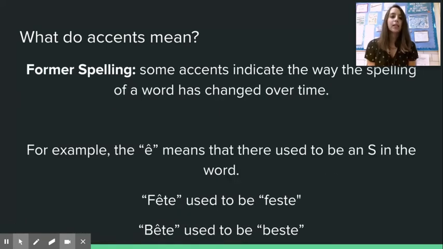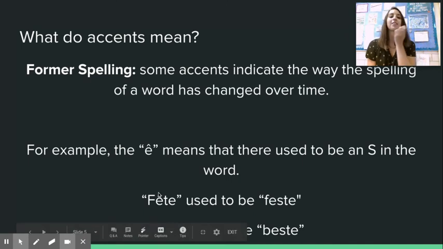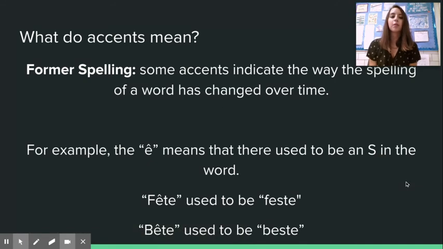Sometimes accents can indicate former spelling, so they can tell how the word was spelled over time. For example, this E with the circumflex, which is the little triangle one, means that there used to be an S in the word. So we see our word fête used to be spelled fest with an S in it. And fête means like a party or a festival. So if you see that form of spelling, it makes a little more sense.